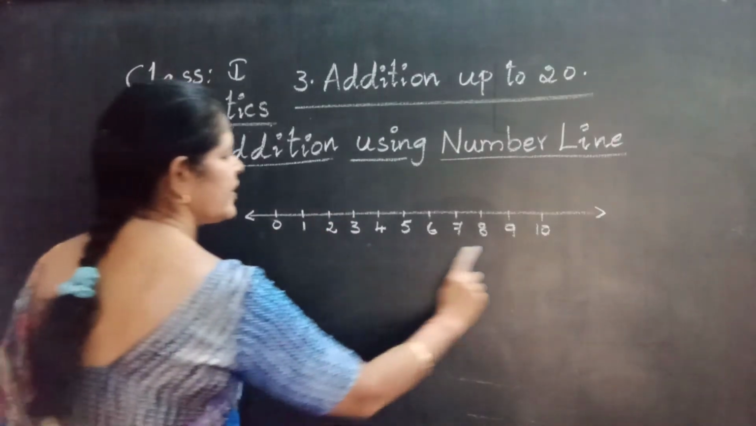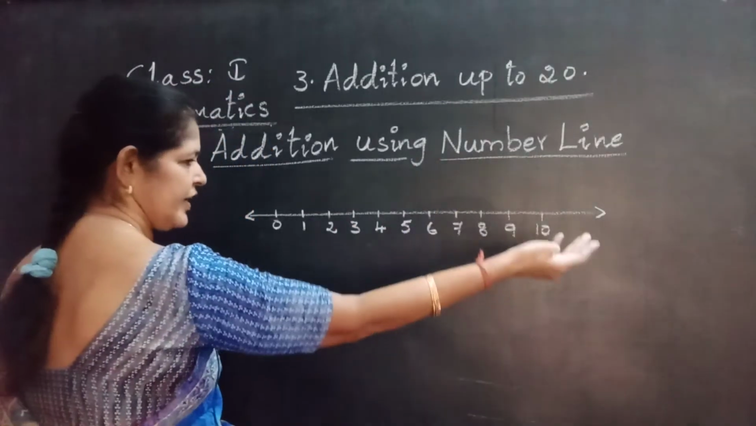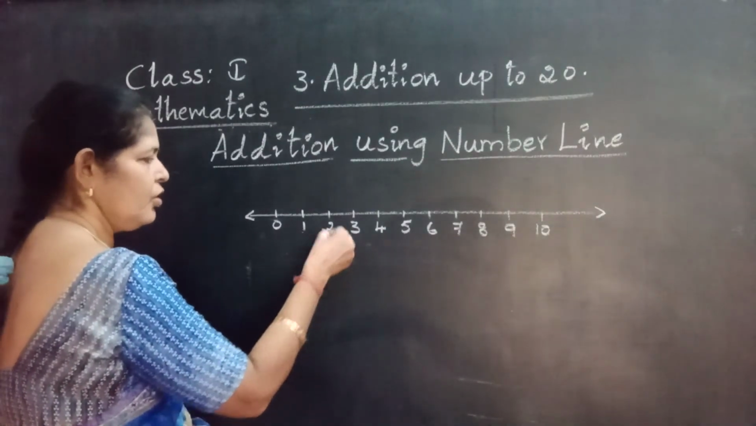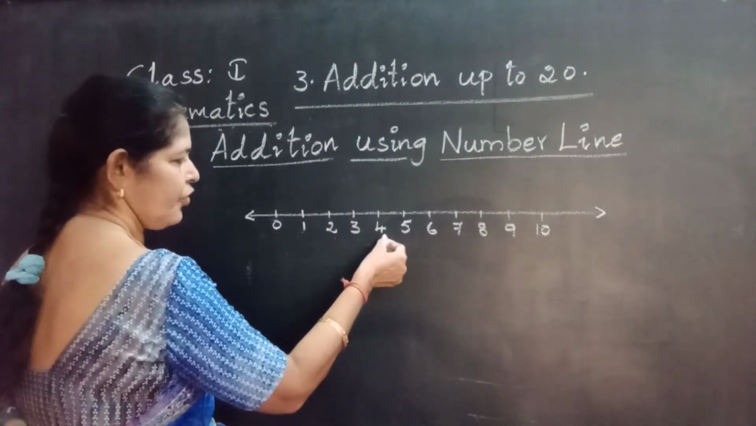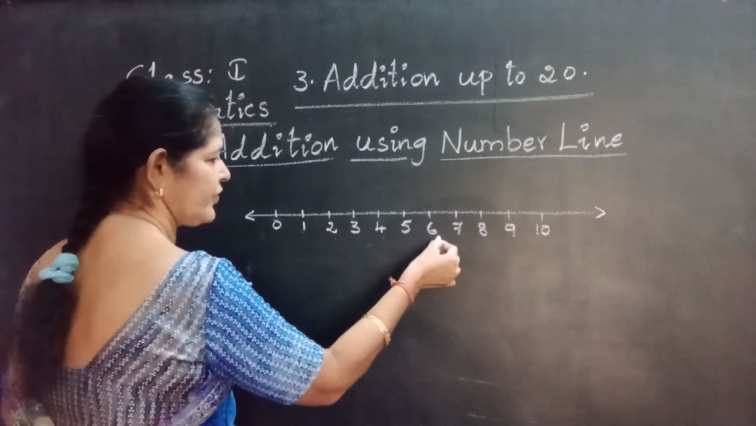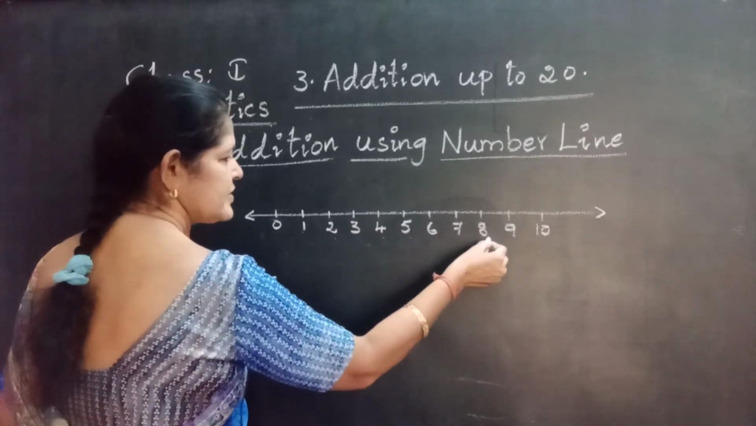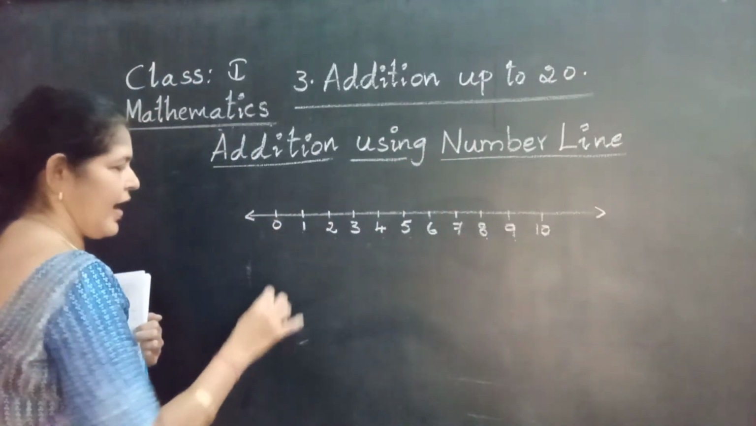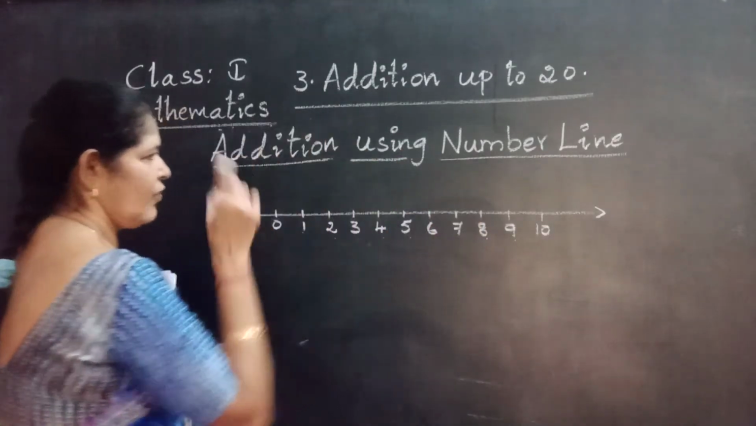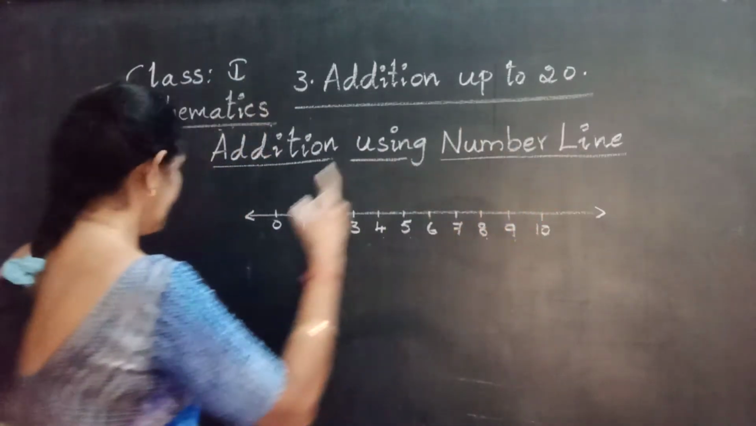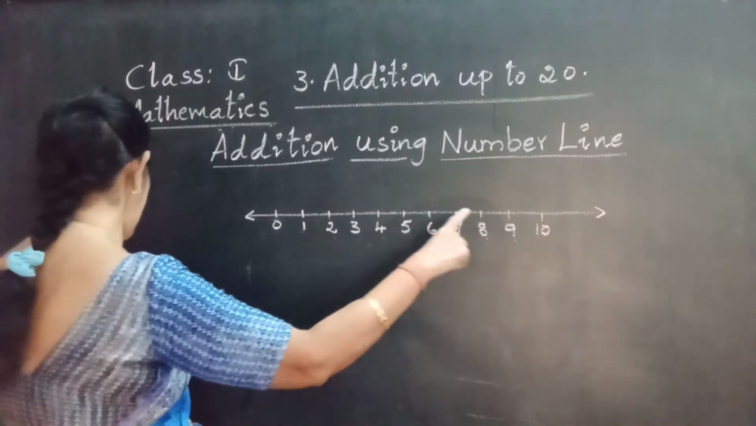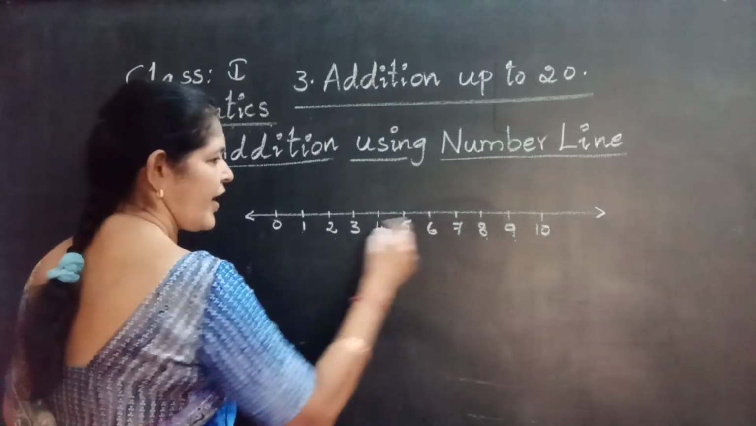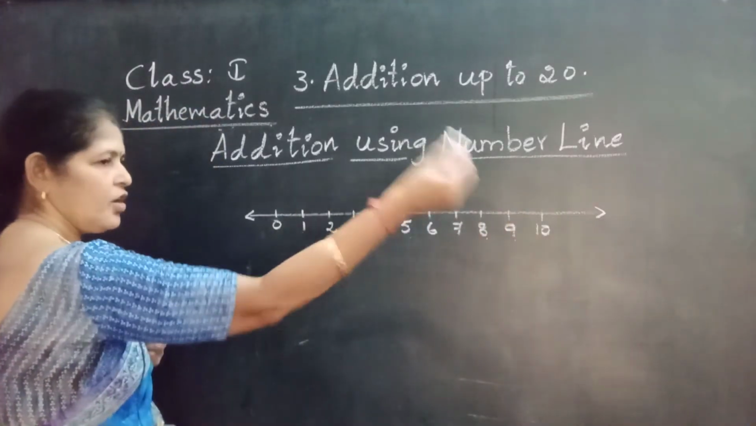We write the numbers in order. They are increasing on the right side. See, 0 then 1, 2, 3, 4, 5, 6, 7, 8, 9, 10. This is the number line 0 to 10. What is it? Number line. Number line is a straight line on which numbers are marked with equal gaps. We write in order. In order means 0 to 10.